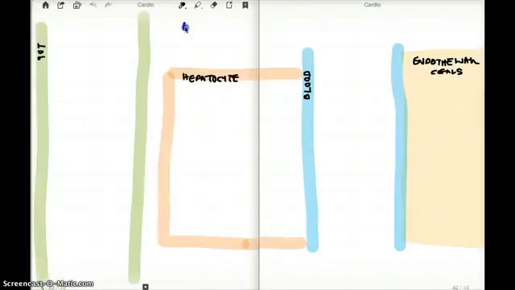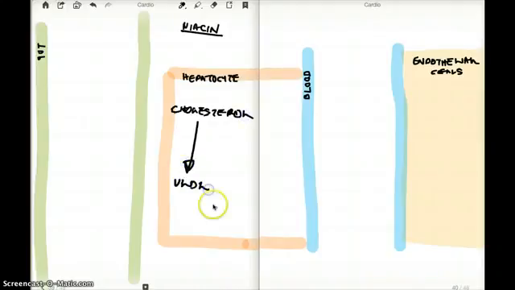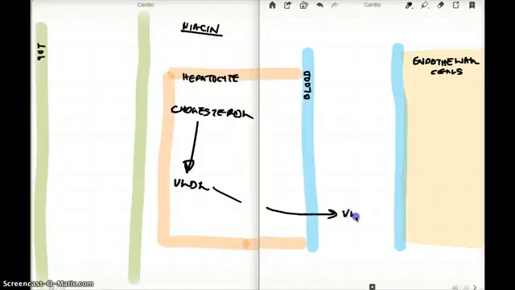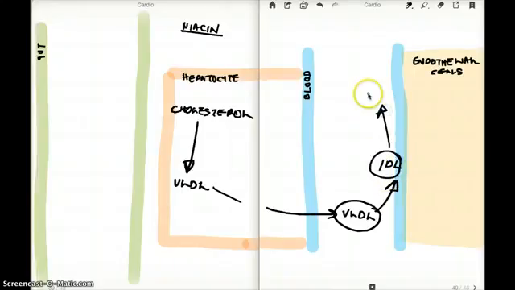So niacin is also taking place at the same level as statin, that is in the hepatocyte. So let's say niacin, in the hepatocyte we are going to have cholesterol. Cholesterol is going to make VLDL. Okay, it's going to make VLDL. Now this VLDL is going to go into the blood and it's just going to give this VLDL to LDL and all that. Okay, first of all it's going to become IDL, and IDL is going to become LDL.